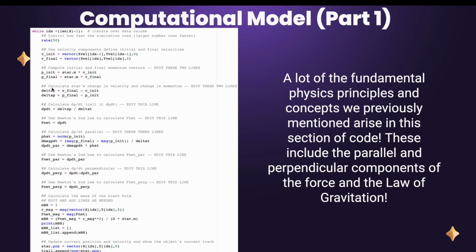As described previously, we used a lot of fundamental physics concepts. dp over dt was one of the main ones. And we use Newton's second law, F net equals dp over dt, the rate of change of the momentum. And as you can see, we model parallel and perpendicular components of the net force, which helps us create a model that properly represents the black hole.